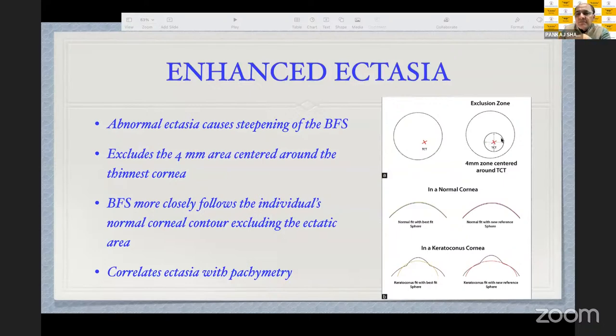So what Pentacam does is, it takes the thinnest point and removes all the values in the 3 or 4 millimeter area around it, because they are causing a lot of change in the best fit sphere. On removing them, the best fit sphere that was very curved becomes less curved. What difference does this make? The best fit sphere now conforms better with the peripheral cornea, which is almost normal, but the ectatic part gets enhanced and looks more elevated. So this is correlating the thinness of the cornea with the ectasia.